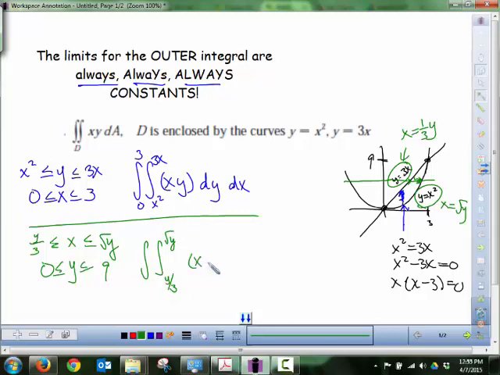So if I integrate this with respect to x first, my integral will look like the integral of x times y dx, x going from y over 3 to square root of y, and then dy going from 0 to 9. Okay?